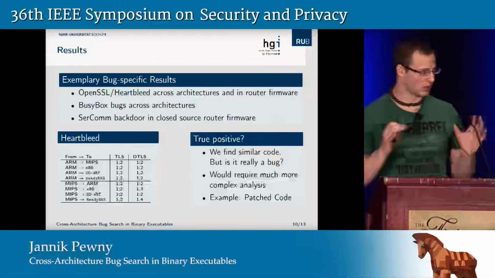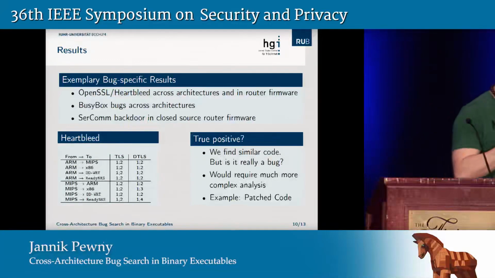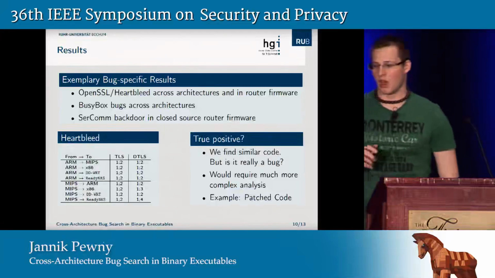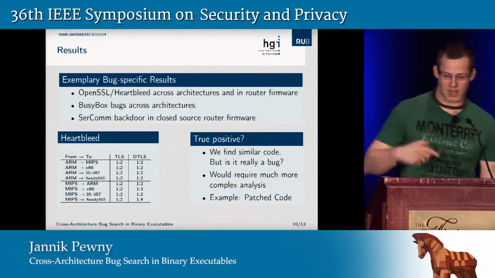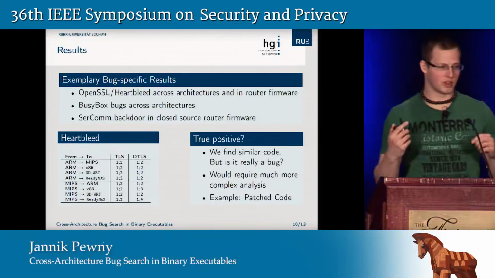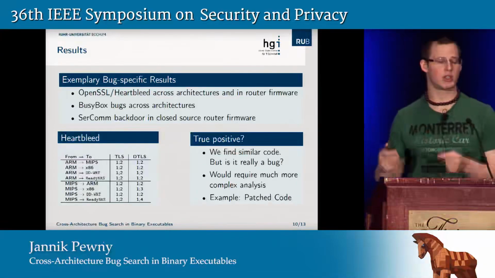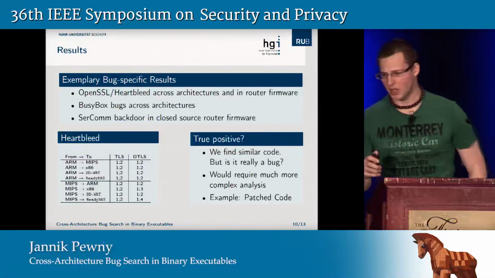Let me remind you again, you show us the piece of buggy code in an x86 binary, and we are able to find it in an ARM binary or even in a MIPS router firmware. As you can see on the bottom left, we always searched from ARM to another architecture or from MIPS to another architecture. x86 didn't fit on the slide.